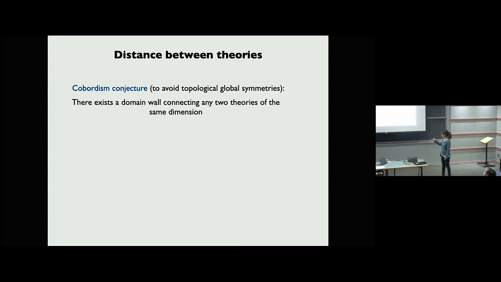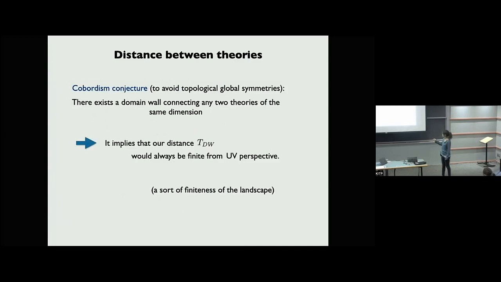So if we have this distance, it's like, as I said, the tension of the domain wall. According to the cobordism conjecture of Jake and Cumrun, which is required to avoid global symmetries, you should always have a domain wall interpolating between any two theories of the same dimension. That would mean this distance we are talking about should always be finite from the UV perspective. So infinite distance is something that emerges in the IR, which connects with some ideas of the emergence proposal that you can ask me about, and gives a sort of notion of finiteness of the landscape, in the sense that everything gets connected from the UV.